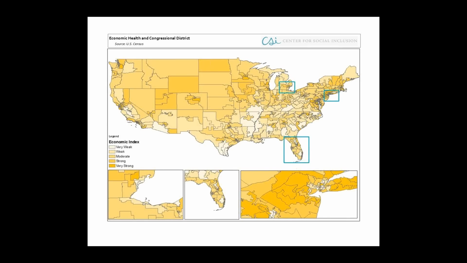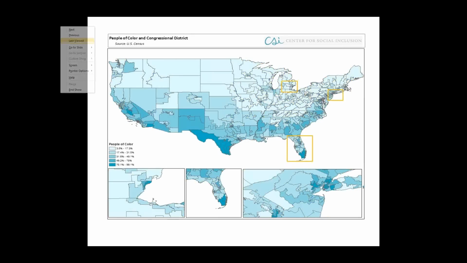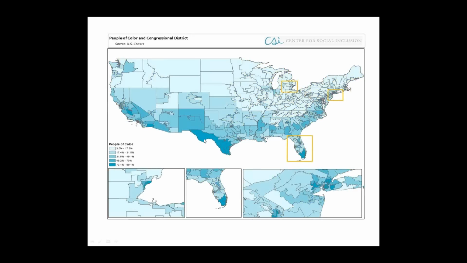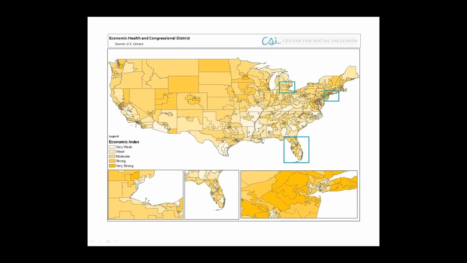Now, do you see any patterns between this picture and this picture? Essentially, it's the inverse, right? The places where there's a majority of people of color are also the places where economic health is the weakest.